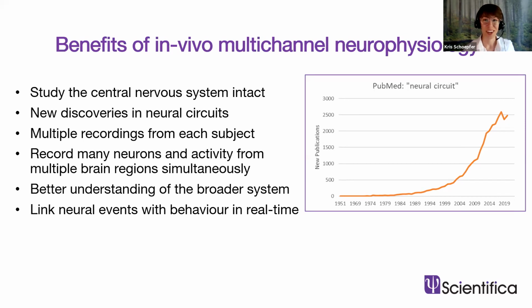By its nature, having multiple electrodes in place, you can record multiple neurons, and by applying more than one probe across the brain, you can record activity from interconnected brain regions. So maybe brain regions that you suspect may be communicating with one another in real time. And this gives you a much broader understanding of the brain and your circuit as a whole.